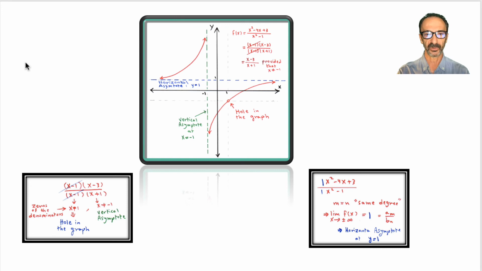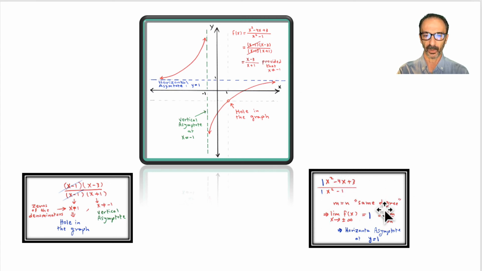You see the graph is fully detailed, and I'm even adding more to it. Here's a hole in the graph at x equals 1. We have a vertical asymptote at x equals negative 1. I added also a horizontal asymptote at y equals 1. Where's that coming from?